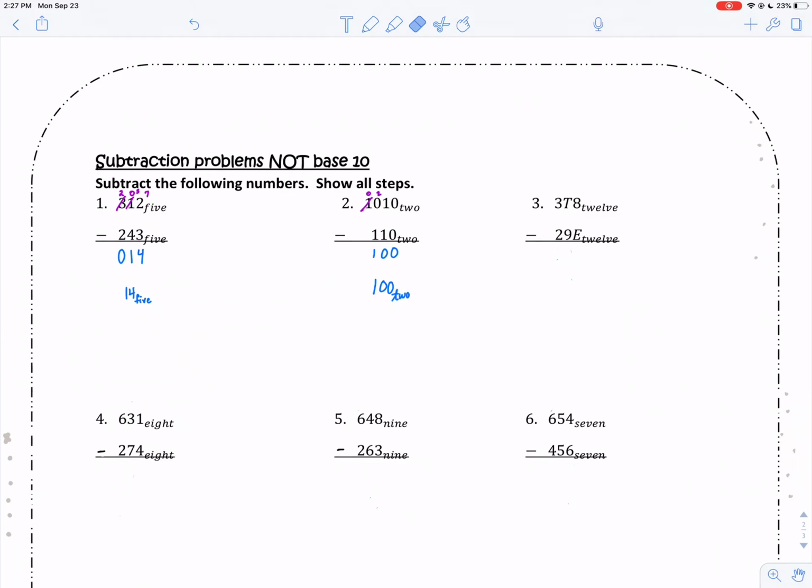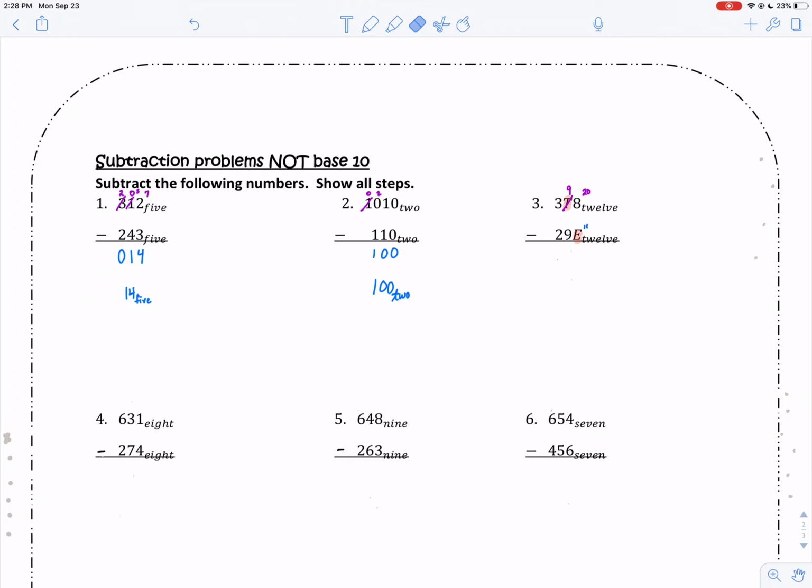Now let's do base 12. Notice in base 12, we've got some digits we may not recognize before, a T and an E. Remember, the E means 11. So I need to take 11 away from 8, which I can't do. So I'm going to borrow from the T. Now remember, the T means 10. So when I borrow, I'm going to have 9 left over. And then when I add, I'm going to add 12 to that 8, and that's how I get 20.